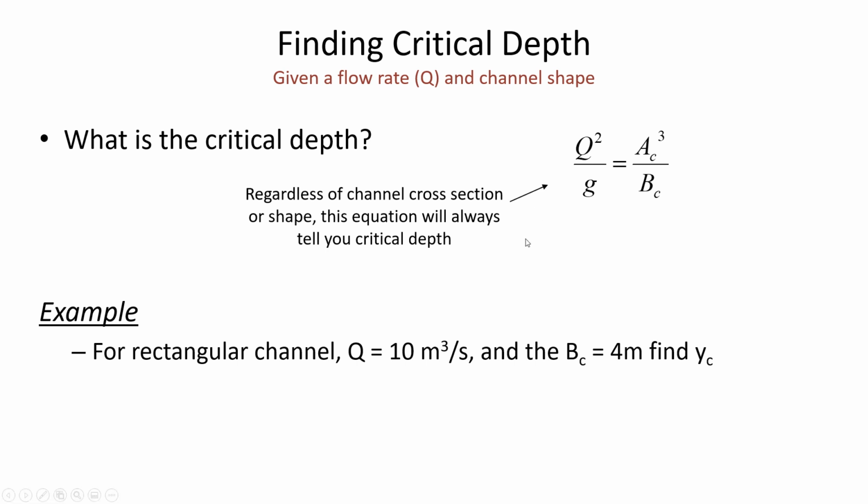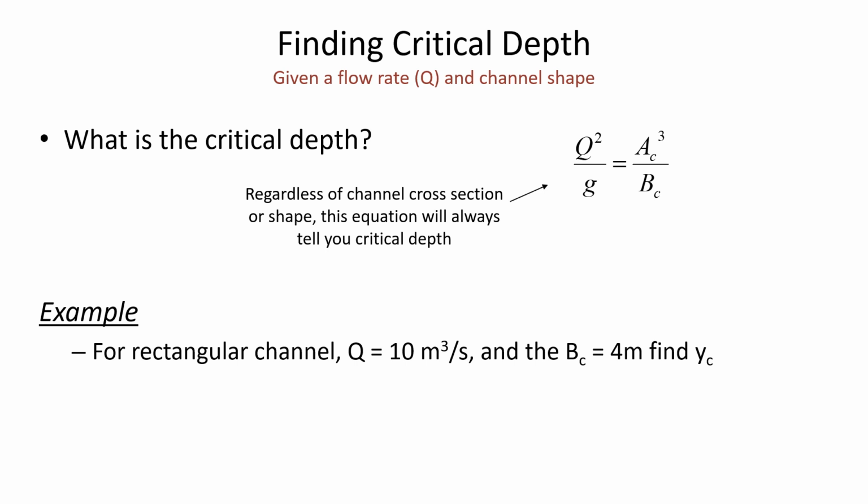Okay, so if the rectangular channel has a flow rate of 10 cubic meters per second, and the top width is 4, because regardless of depth, the top width is always 4. Find the critical depth. So what we're saying is the flow rate squared is 10 squared divided by g on the left-hand side, 9.81. On the right-hand side, area critical to the cubed power. So it's going to be 4, which is the width, multiplied by y sub c, which is the depth, to the third power, and then divided by the top width when the conditions are critical, which is just 4. Okay, so we want to solve for y sub c here.